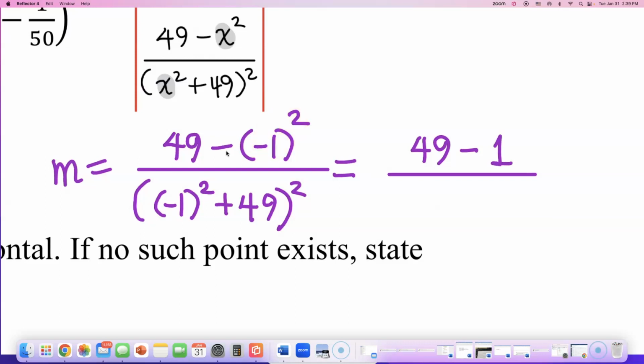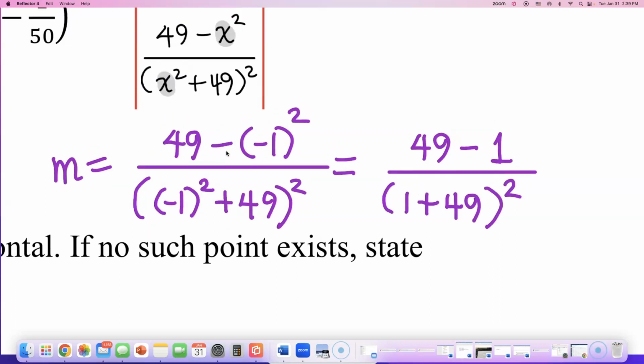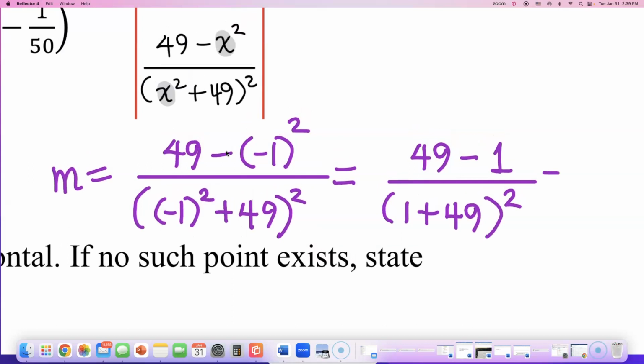The bottom of the fraction will be what? 1 plus 49 squared. It's not going to simplify nicely, huh? So the numerator is 48. The denominator is going to be 50 squared, which is going to be 2500. Can we simplify this to reduce this fraction? I guess we can. I think we can reduce this by 4, don't we?